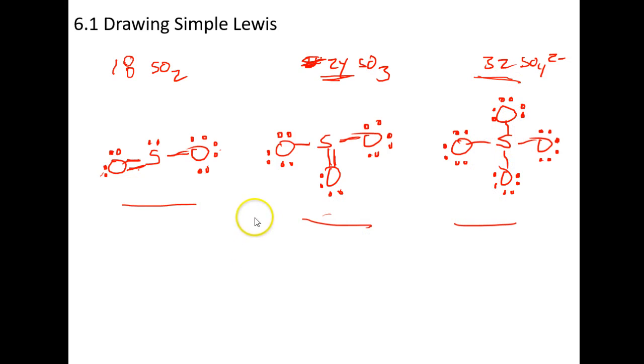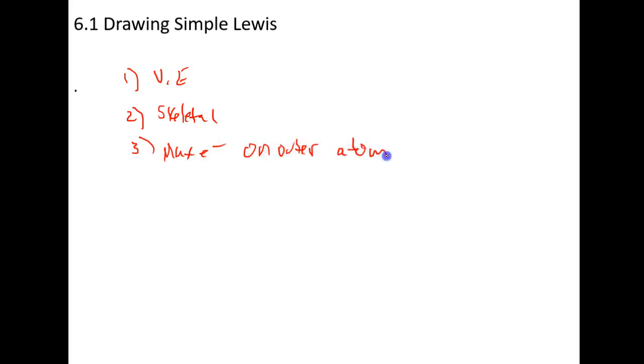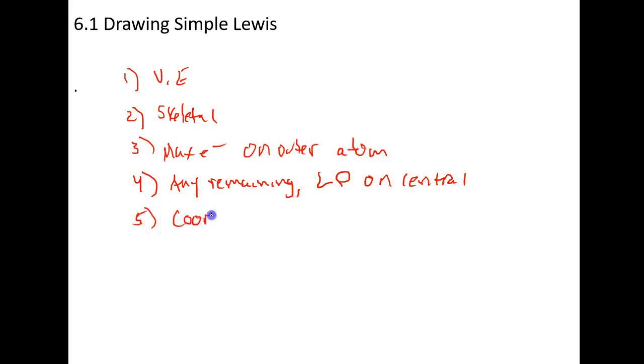Okay? If you follow all 5 rules, let's go over the 5 rules again. Number 1, you have to do your valence electron count. Number 2, skeletal structure. Number 3, maximum electrons on outer atom. I'm doing kind of the Cliff version of this. Number 4, any remaining lone pairs on central atom. And then number 5, if not octet, make coordinate covalent bonds.